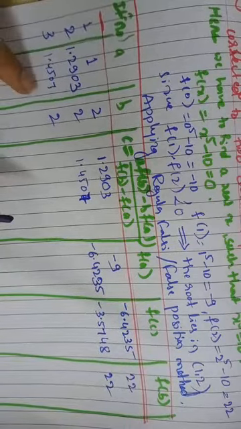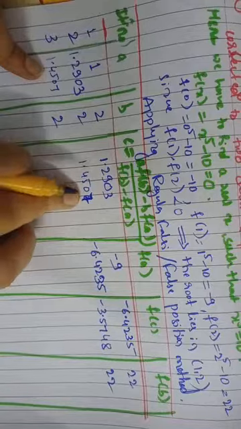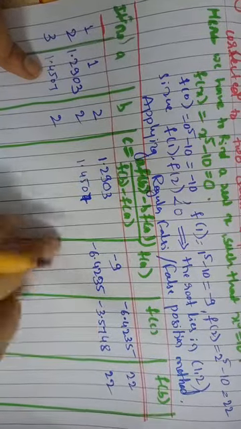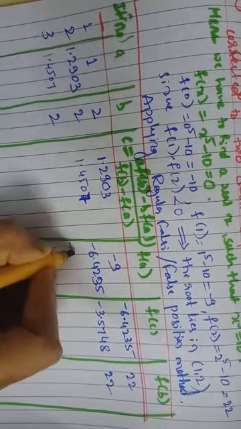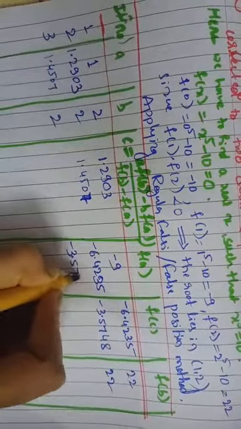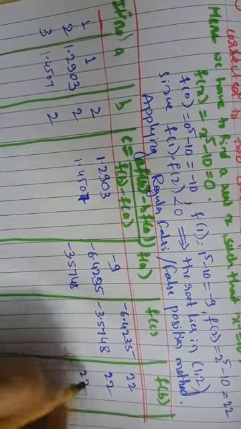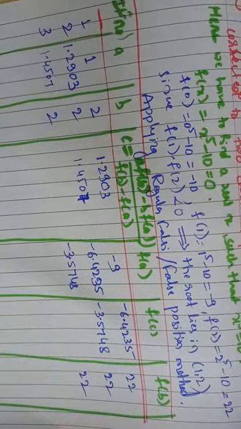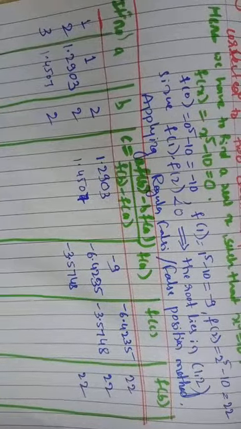Now for the next iteration, whenever we have substituted this 1.4507, we have got this much. So that will be my f of a now, that is minus 3.5748. b is 2, so f of b will also be again the same value, that is 22. Now substitute in this formula and find the c again.